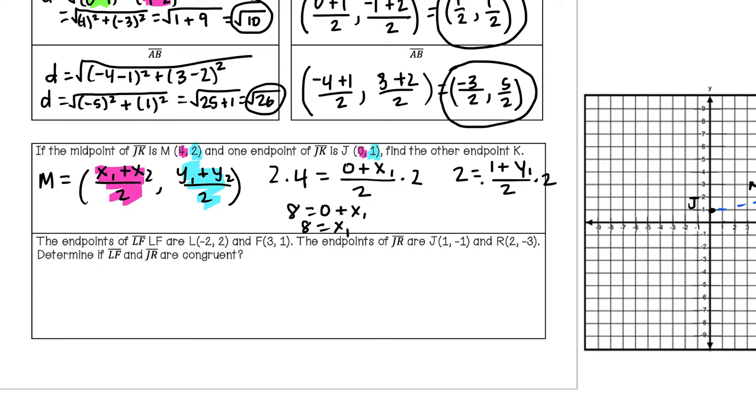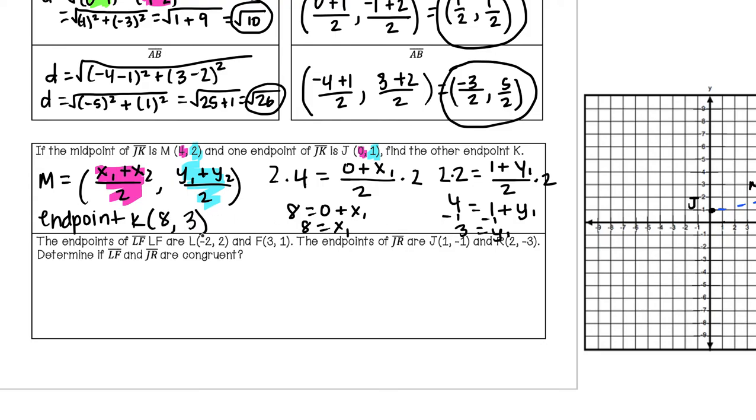So again, I'm going to multiply by 2 on both sides. I get 4 equals 1 plus y1. I'm going to subtract 1 from each side, so 3 equals y1. That would mean that the endpoint I was looking for, point K, should be (8, 3).